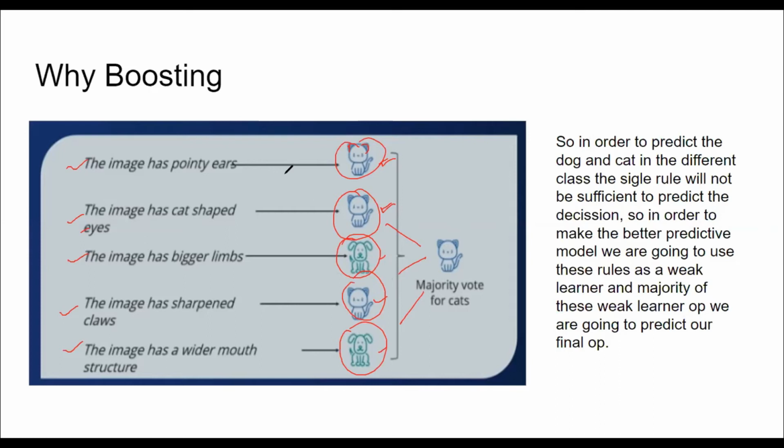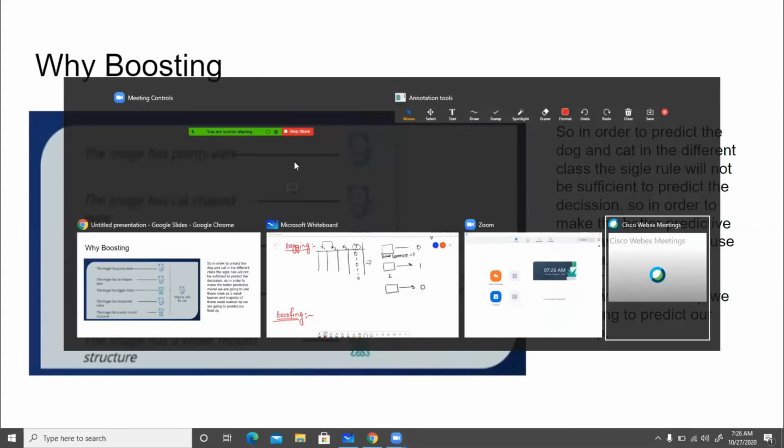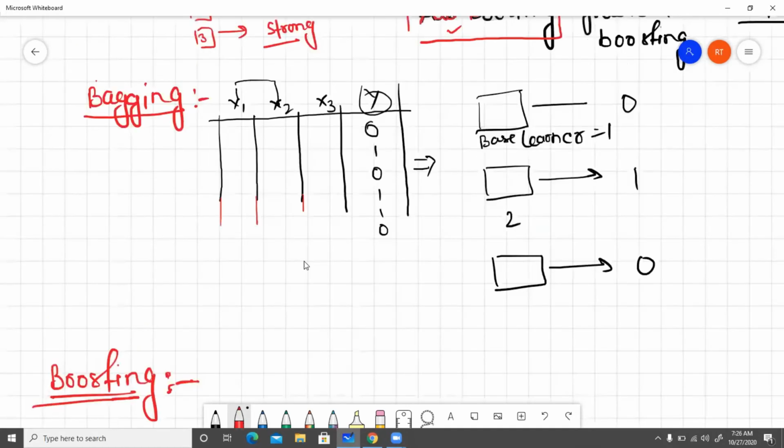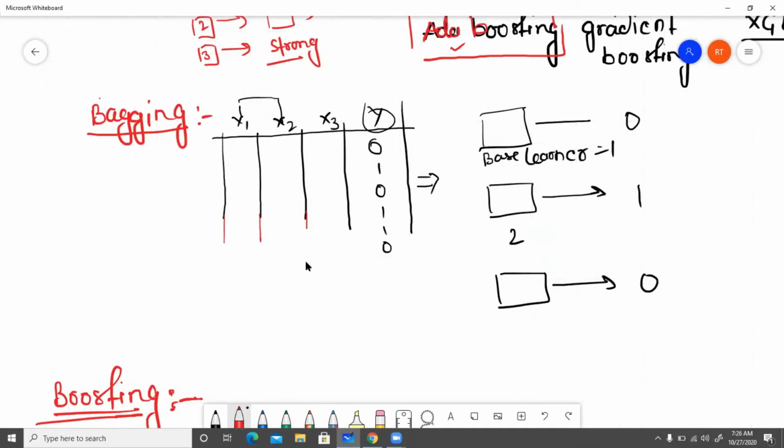So let's suppose we have a data set. Let me share once again. If you can see my whiteboard, just try to understand how the bagging technique is going to work. In the case of the bagging technique, let's suppose we have our data points x1, x2, x3. These three inputs are going to predict our y value. Means our y is what?